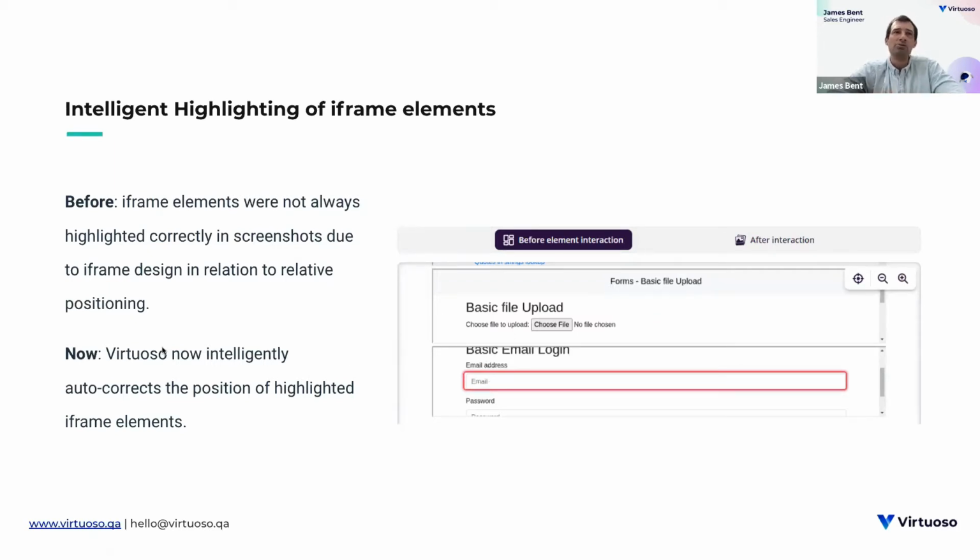However, now Virtuoso intelligently autocorrects. So before, if you saw the highlight was not placed over the elements, Virtuoso now intelligently will update to highlight where the elements are, even in iframes. So again, a nice refinement that makes it even easier to ensure that your tests are authored, but also if you have any issues, you know exactly what is being related to in terms of iframe elements. So again, a really nice feature. And this is another one that was a top request from a lot of our customers.